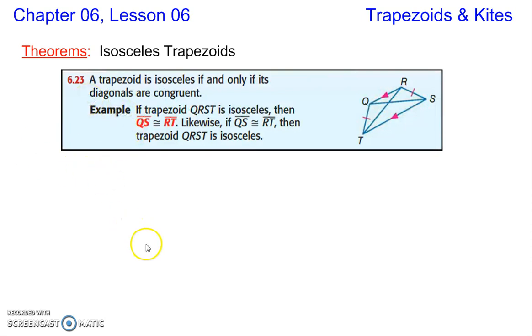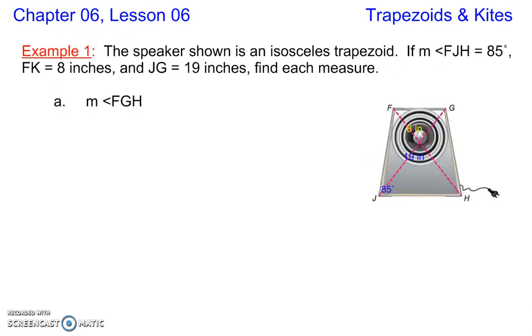Next, a trapezoid is isosceles if and only if its diagonals are congruent. So in an isosceles trapezoid, the diagonals are congruent, the same length.